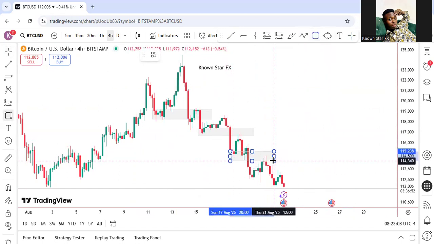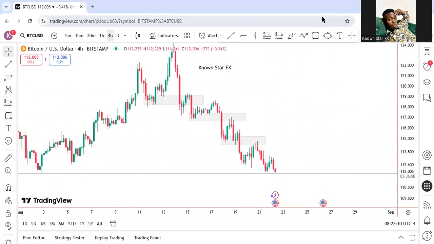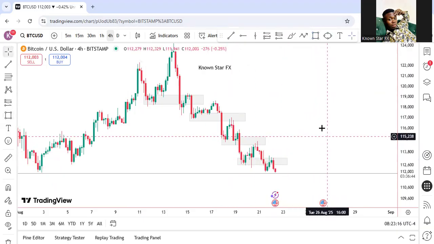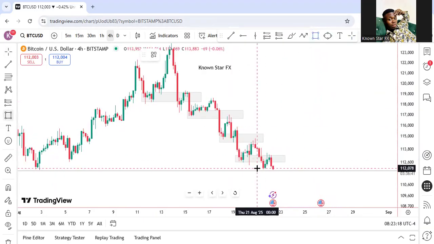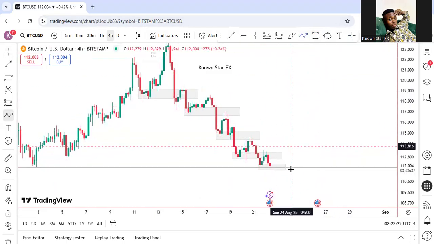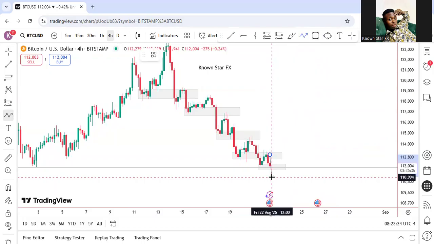We have a lower low. We have a support that turned resistance. Now, currently right here, we also have a support that turned resistance. So we need the market to create something similar right here again, but the market is creating a lower low first.